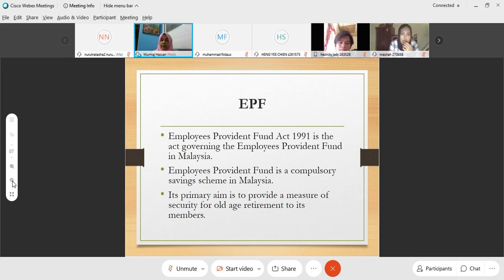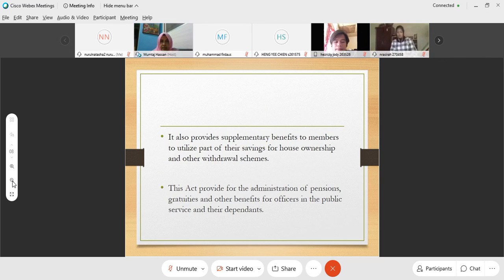It is aimed to provide a measure of security for old age retirement to its members. If you are working in the private sector, you do not have a retirement benefit; only government employees have. So this will be a retirement benefit for employees in the private sector. It also gives benefits to the members. That means we can take money from the fund to buy a house, and also for other schemes like buying a computer, repairing a house, or for your further studies. They have certain accounts from which you can withdraw.